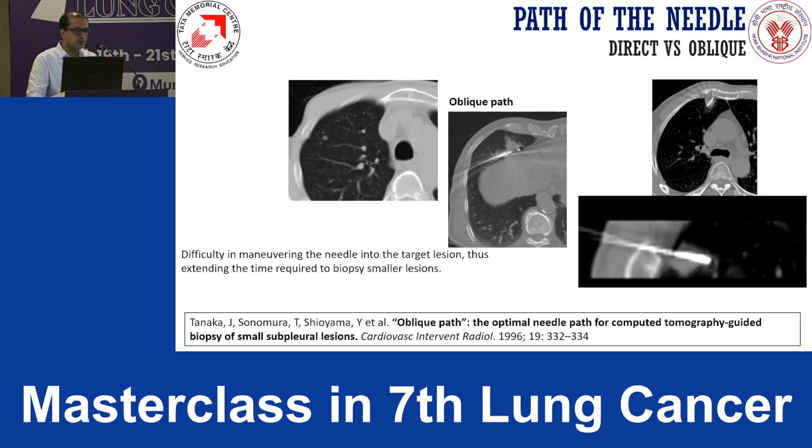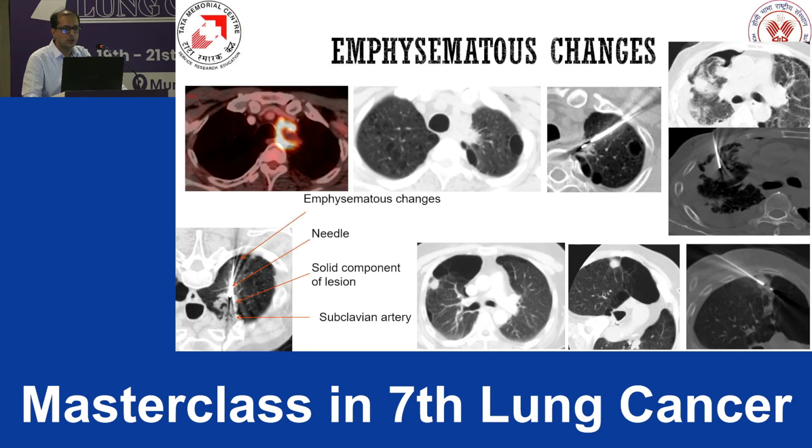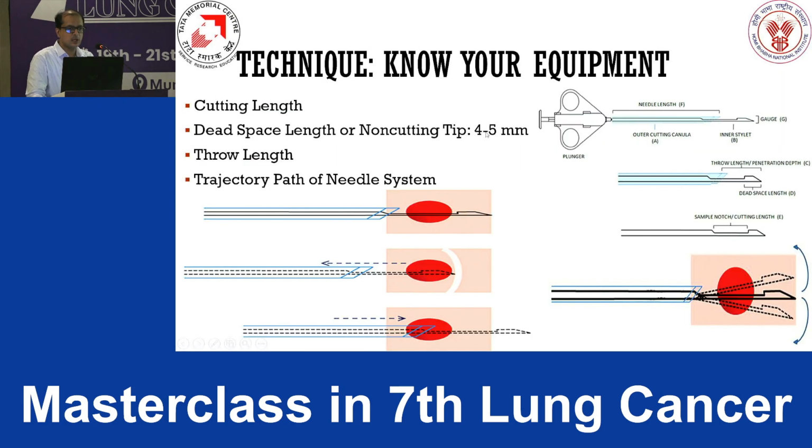So many times when we are targeting a smaller nodule, that is the time we need to choose, instead of a direct path, an oblique path, because the parenchyma available is much more as compared to the direct approach. And many times there are emphysematous changes which can be avoided, and this can be done with the help of CT guidance. These patients all had severe emphysema, and we can avoid those emphysematous bullae or emphysematous changes.